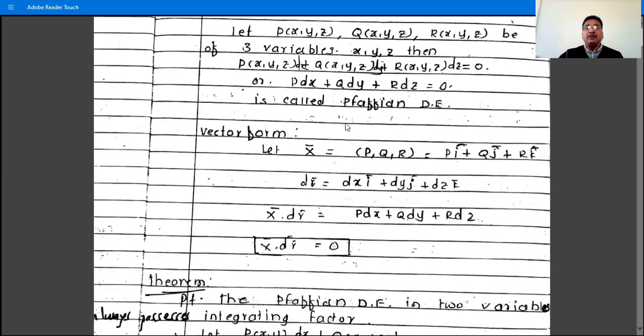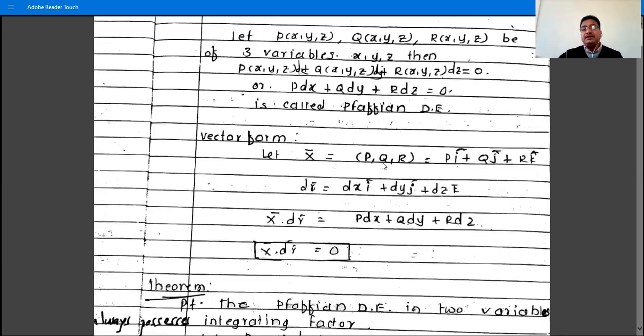So we can write the vector form. Suppose X bar is the vector (P, Q, R), that is, in round brackets P comma Q comma R, or write X bar as Pi plus Qj plus Rk. One and the same. So this is the vector X bar. And suppose dr bar is dx i plus dy j plus dz k, or in round brackets (dx, dy, dz).